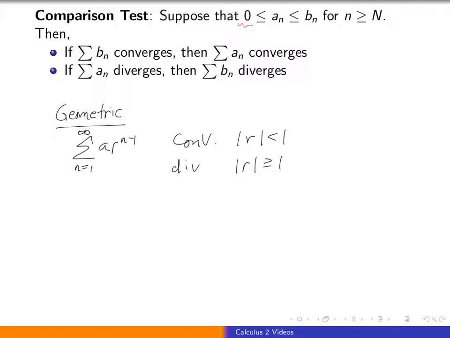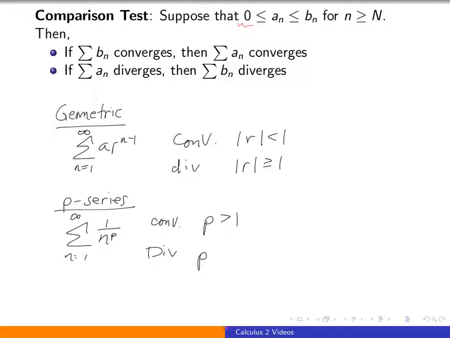A second type of series that we can compare with is going to be something called a p-series. A p-series is a series of the form the sum from n equals 1 to infinity of 1 over n raised to the pth power. And if you go back to our previous examples involving the integral test, we went over two such examples. And for a p-series, the p-series will converge specifically when p is larger than 1 and will diverge when p is less than or equal to 1.